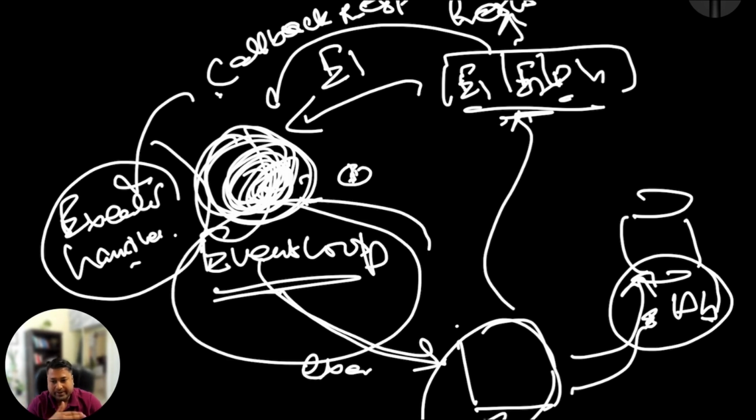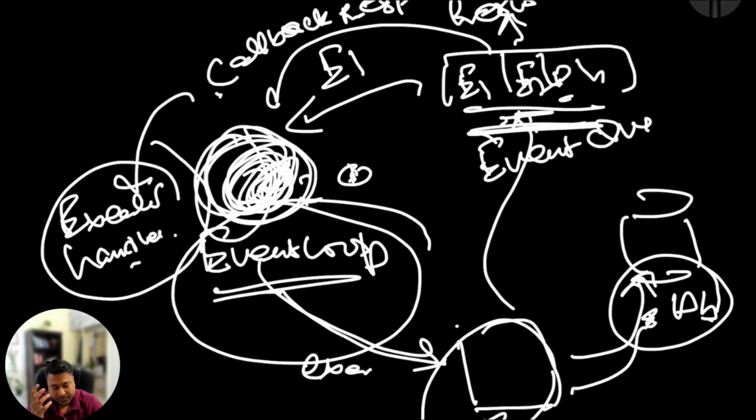So your loop keeps on working and looking for the events in your event queue, not waiting for anything. If there is an event, it will pick it up, invoke it, and then move further to another event. If a response callback comes back, it will pick up that response callback and invoke its handler, and then again move further.